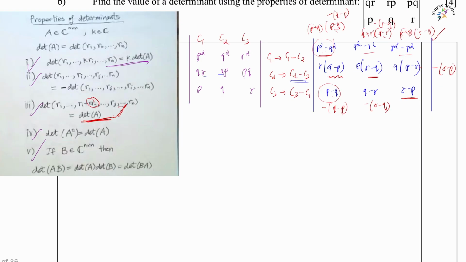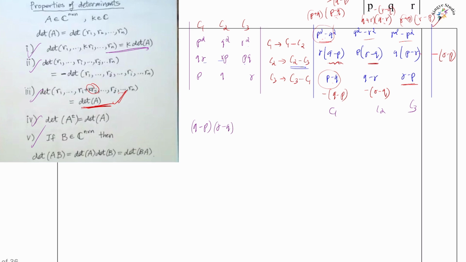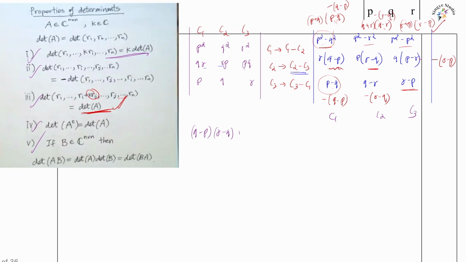By doing this, we can take this q minus p as common from the first column, and from column 2 and column 3, okay? So by taking this, we will get q minus p, okay? And from here we want to take r minus q as common, and from here we want to take r minus p as common, okay? So I have just followed this rule number 1, okay?